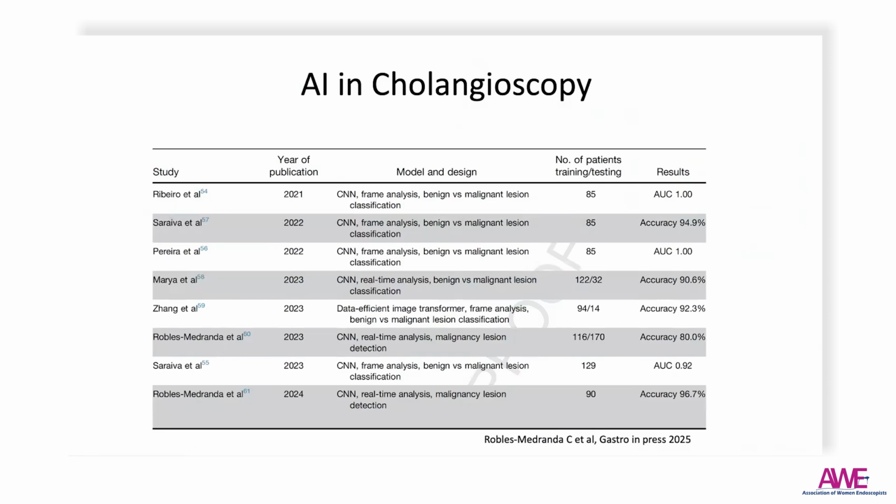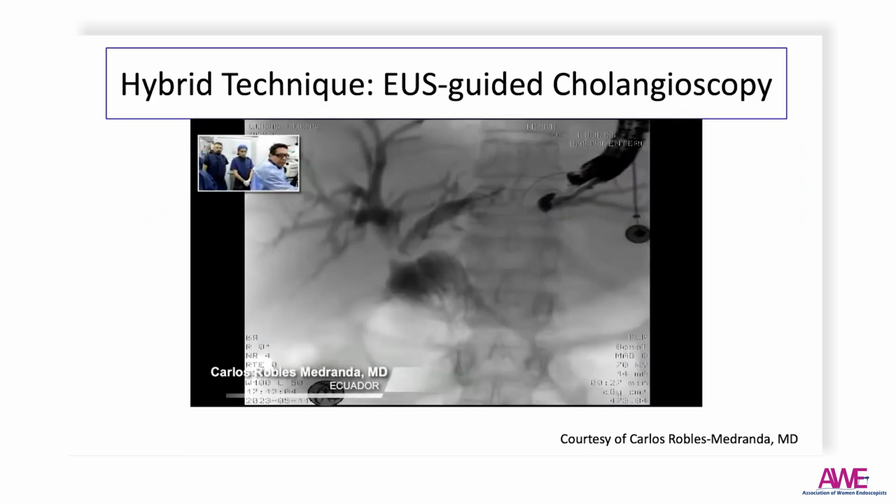And now there have been a number of studies looking at AI. Most of them have really focused on just distinguishing benign versus malignant disease, but you can see that the accuracy rates are all above 80%, even above 90%, really promising in terms of its future in cholangioscopy and indeterminate strictures.